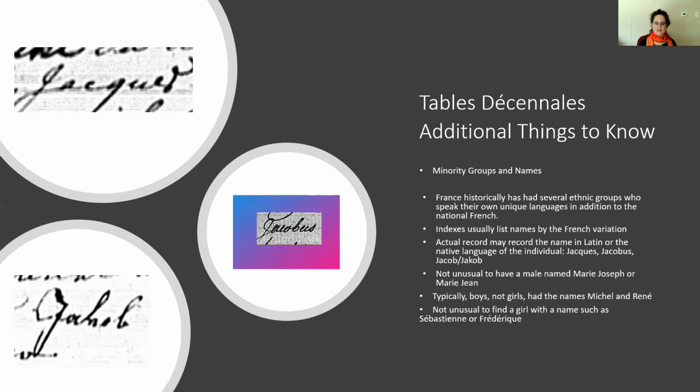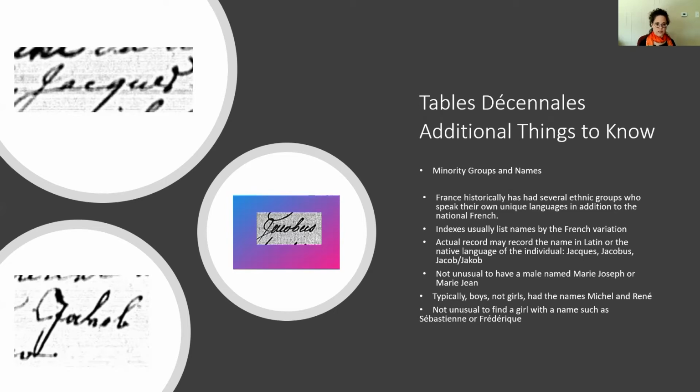So, additional things that you should know. France has historically had several ethnic groups who speak their own unique language in addition to the national language, which is French. They've always historically lived in France, but they are not necessarily native French speakers. There are a lot of other groups. So one of the things that you can run into when doing French records is that there are different variations on names, and this will manifest itself when you're looking at the table.